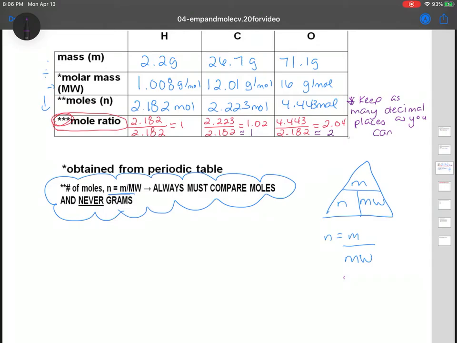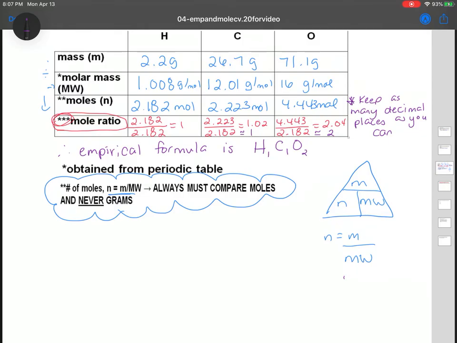Okay, so now we have to answer the question. So it wants us to find the empirical formula. We've done all of this work, and so make sure that you have some sort of answer statement. So what is the empirical formula? Well, we have hydrogen, and when you find the mole ratio, that tells you how many of each atom. So there's 1 hydrogen, which you don't have to write, but I'm just going to write it to emphasize it here. 1 carbon and 2 oxygens.